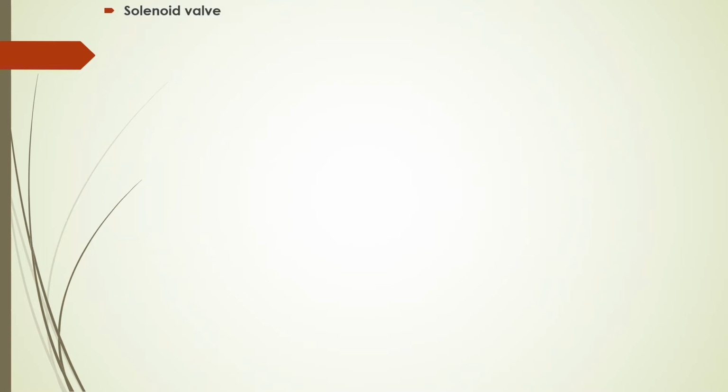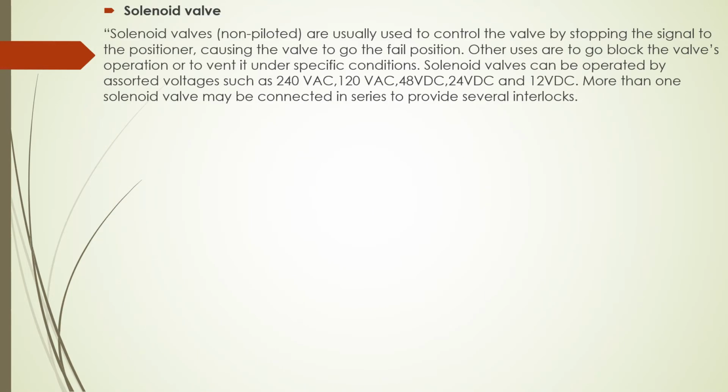Pilot operator regulator, and finally the automatic pressure safety valve. The solenoid valve. As we said before, it is used to control the valve by stopping the signal to the positioner, causing the valve to go to the fail position. There are other uses. We can use it to block the valve operating or to vent it under a specific condition. Usually, a solenoid valve can be operated by different voltages, such as 240 volt AC, or 120, or 48, or 24 and 12 volt DC. More than one solenoid valve may be connected in series to provide several interlocks.